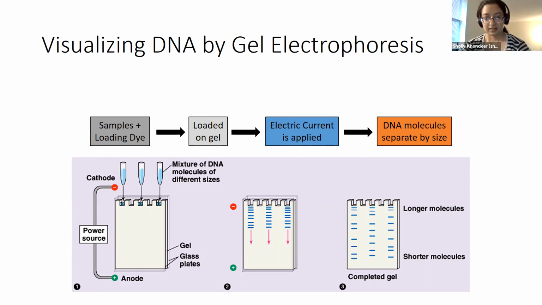Here what you do is you take your sample of DNA, you mix it with a dye and load it onto an agarose gel. The agarose gel is then placed in an apparatus where electrical current is applied, and your DNA travels from the cathode to the anode because the DNA is negatively charged. And the agarose matrix then allows the DNA molecules to be separated by size.